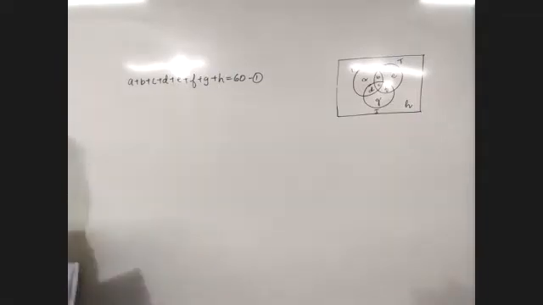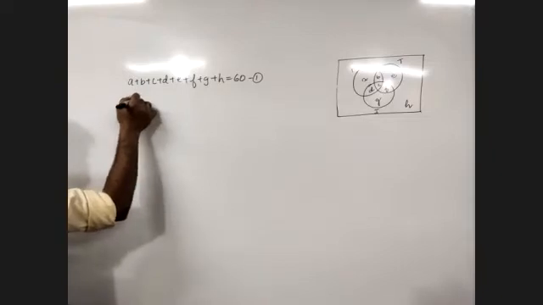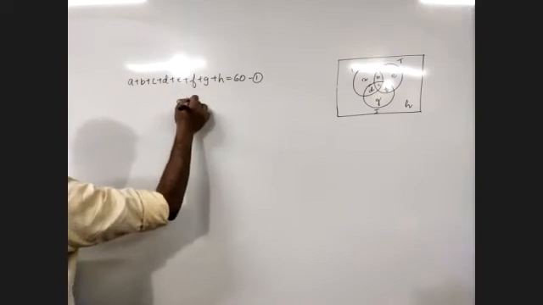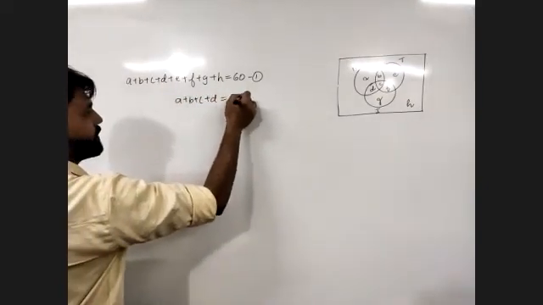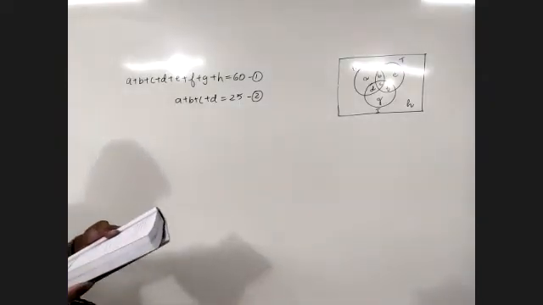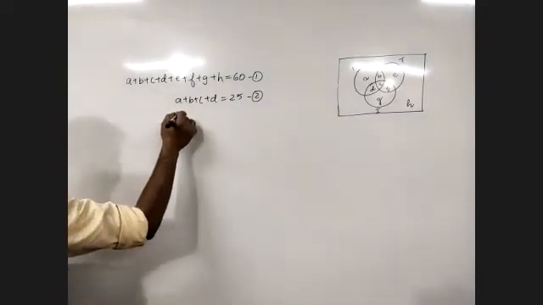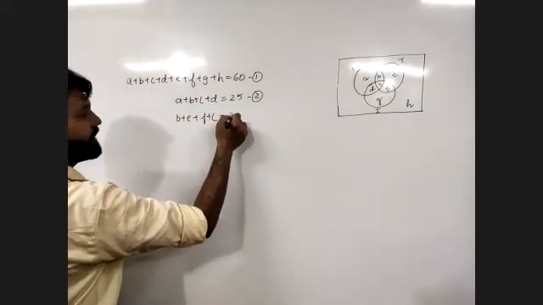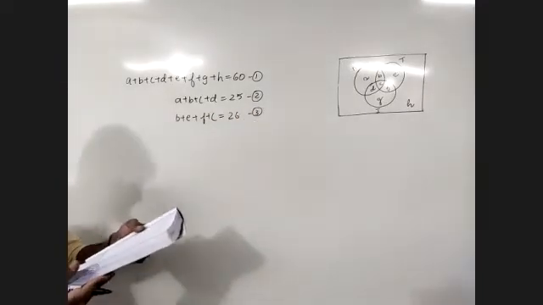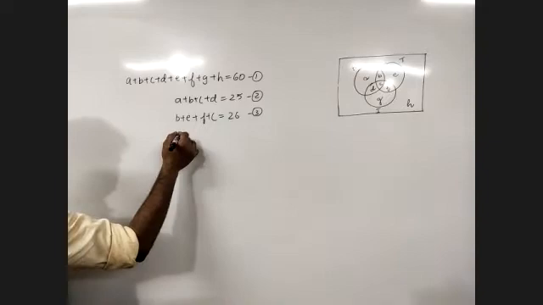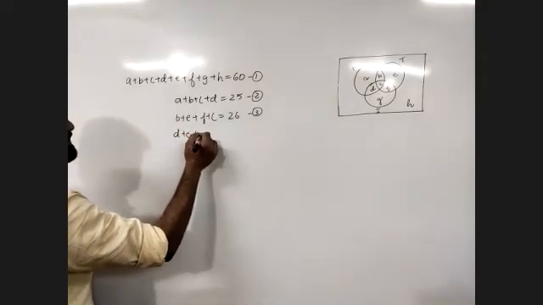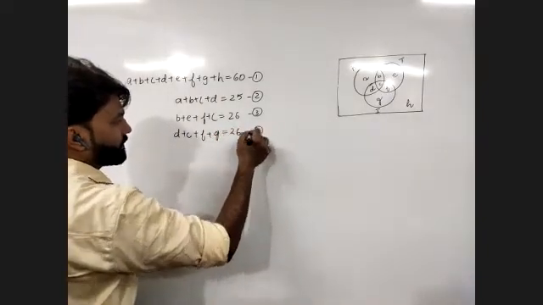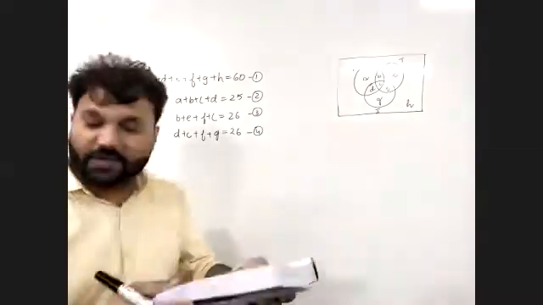25 read newspaper H. This will be A plus B plus C plus D is equal to 25. Second equation. Then 26 read newspaper T. So this will be, now you people speak, B plus E plus F plus C is equal to 26. Then after that, 26 read newspaper I. So this will be D plus C plus F plus G is equal to 26.